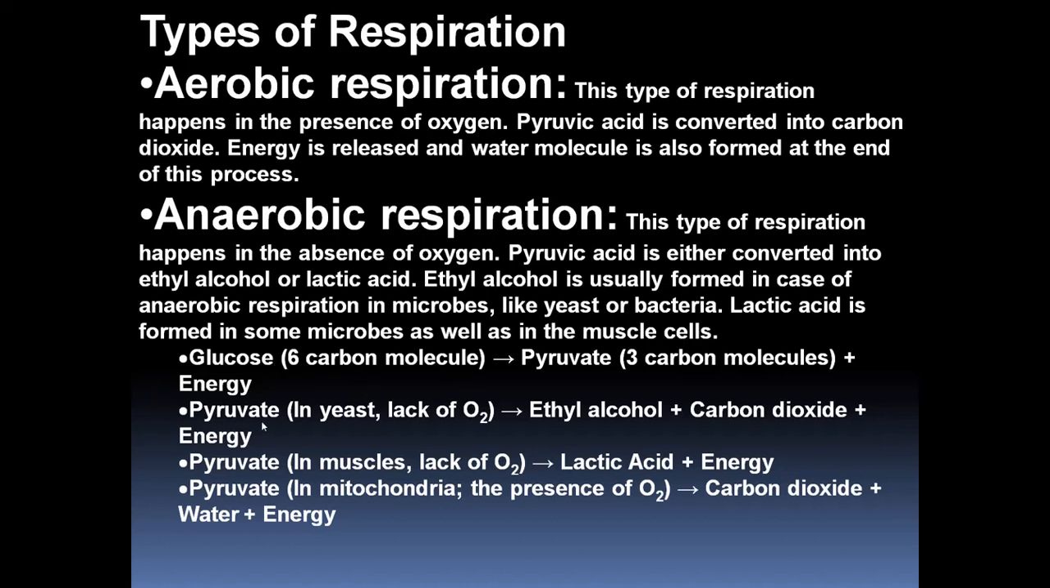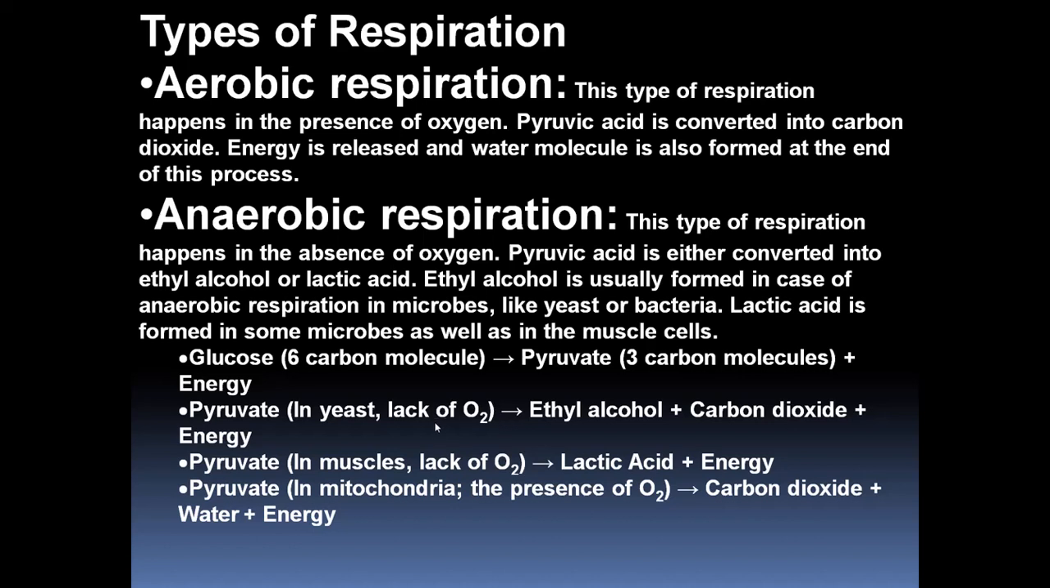Try to understand this. I have tried to write it in equation form. First, glucose breaks down to pyruvate. Glucose is a 6 carbon molecule, but pyruvate is a 3 carbon molecule. So glucose breaks down to pyruvate and releases energy. Then next, what happens to pyruvate? It depends on the organism or whether oxygen is present or not. So in yeast, where there is lack of oxygen, it gives rise to ethyl alcohol, carbon dioxide and energy.